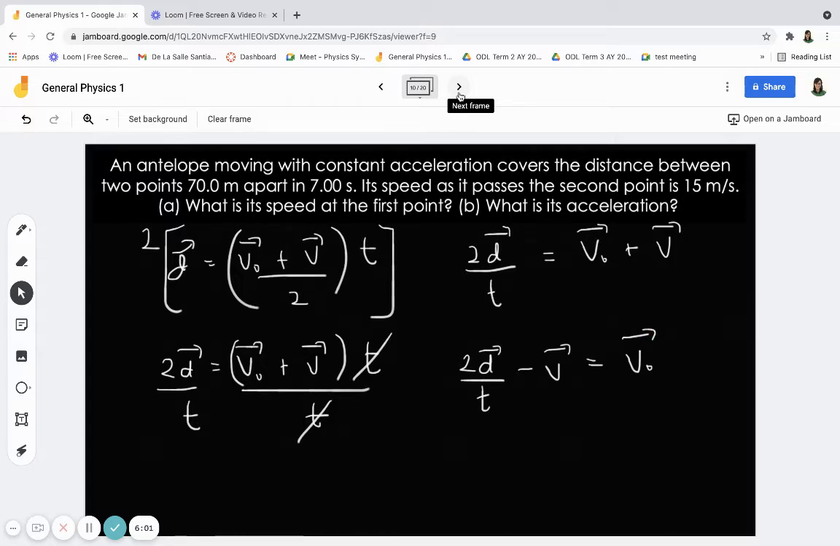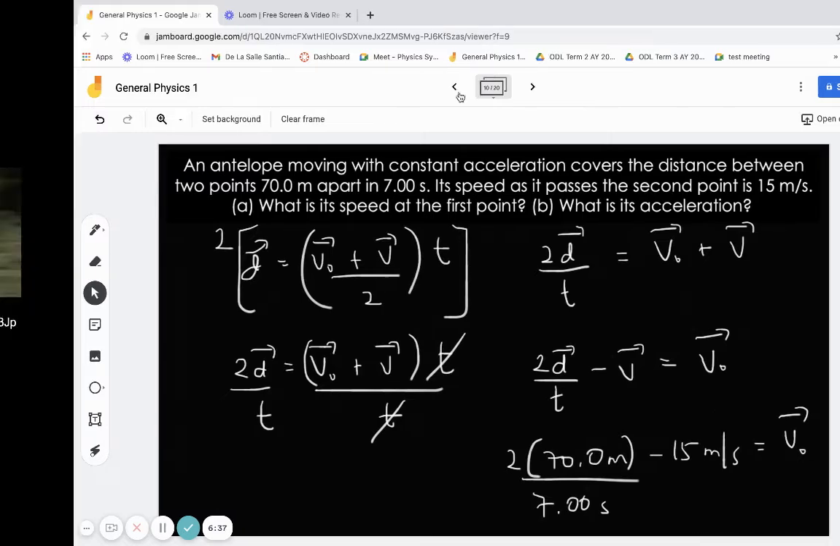Okay, now the only task left for us to do is to plug in the given in the problem. So that will become 2 times 70 meters over 7 seconds minus final velocity, which is 15 meters per second. And that will give us the required to find, which is initial velocity. So 2 times 70 is 140 divided by 7, that's 20. And then minus 15, you're supposed to get 5 meters per second as the final answer.